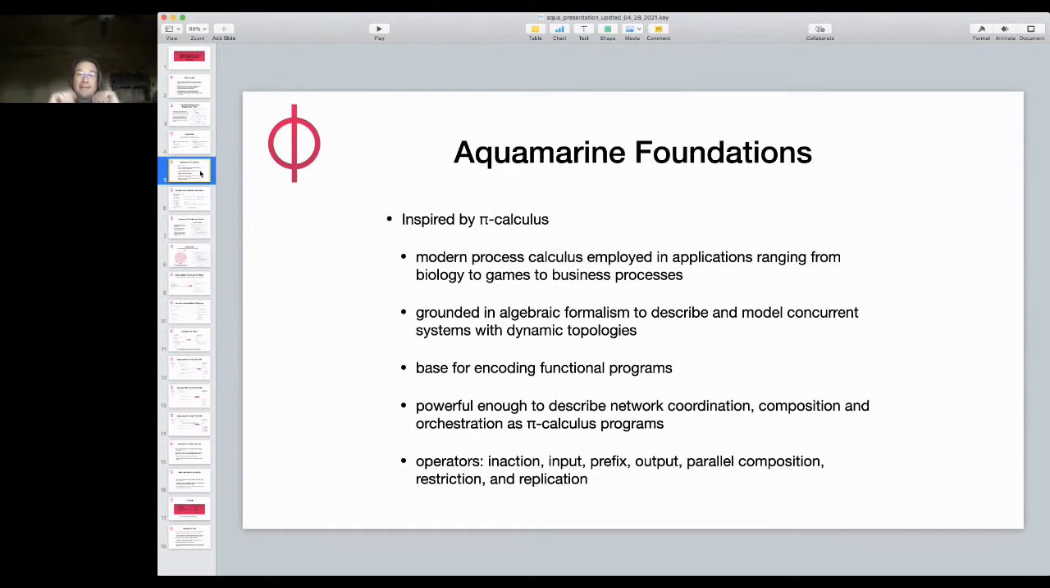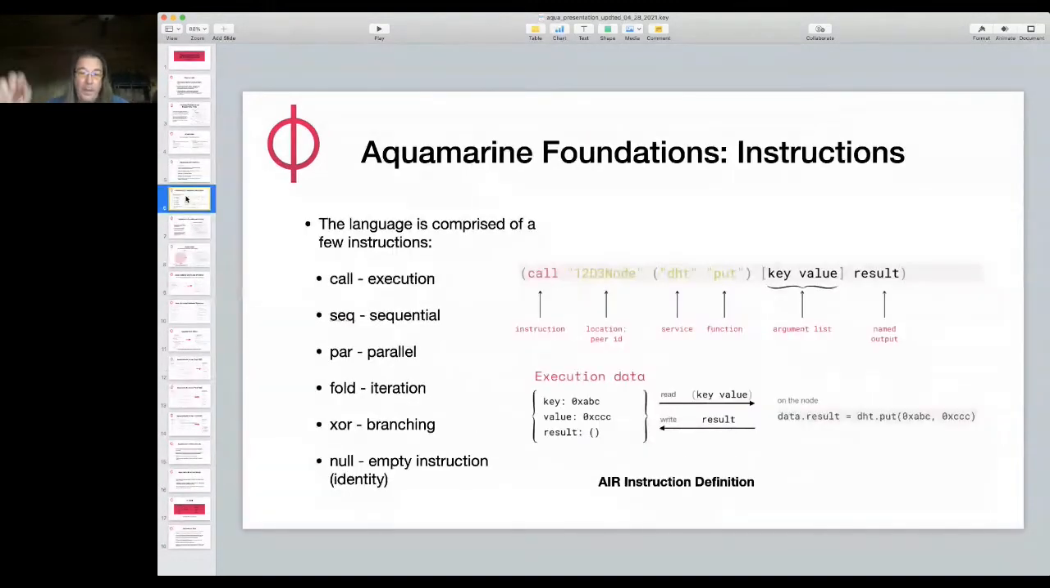So what does it all look like in real life? On the left, you see sort of what the language foundations are in terms of instructions. It's not entirely complete, but it gets us through what we need to do. And I think they all look very familiar, right? You got an execution, you can process sequentially or in parallel. You have iteration, you have branching, and then you got an identity.